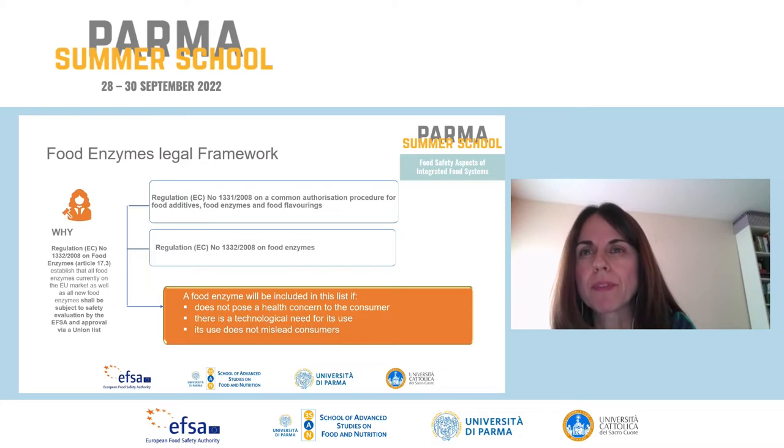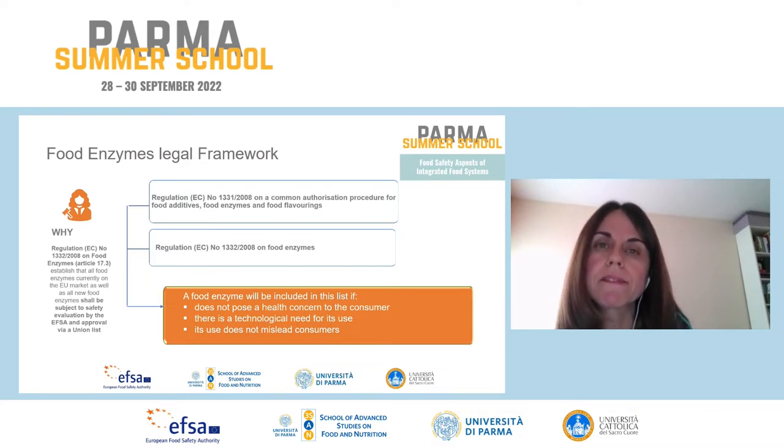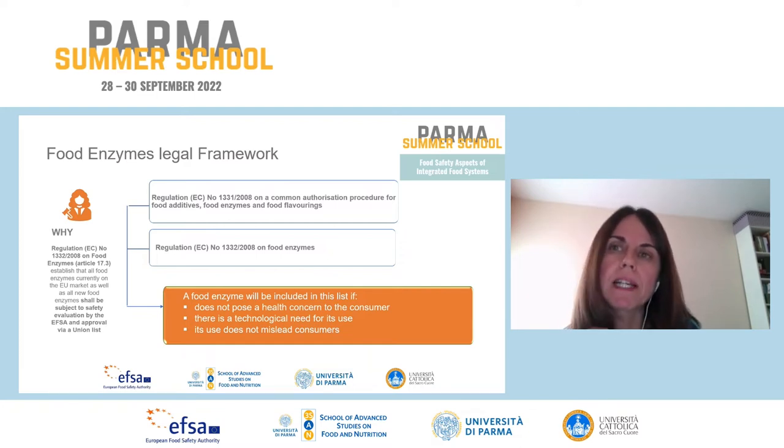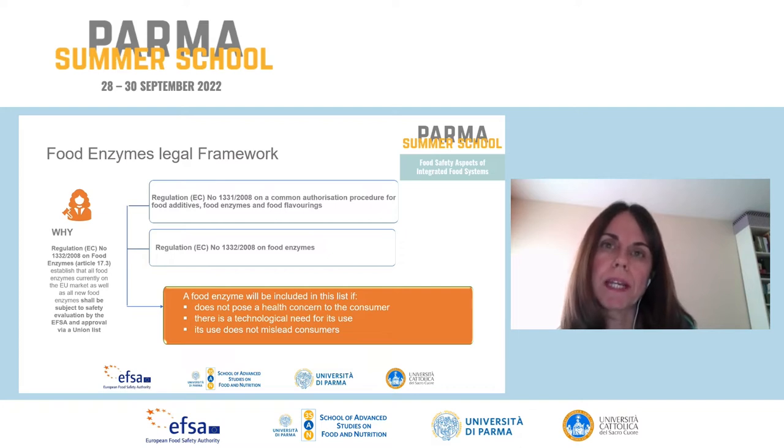Previously, food enzymes other than those used as food additives were not regulated at the EU level, or were regulated as processing aids under the legislation of member states. But in 2008, Regulation 1331 introduced a common approval procedure for additives, enzymes, and flavorings used in food. But it is Regulation 1332 that harmonizes specifically the rules on food enzymes in the European Union.